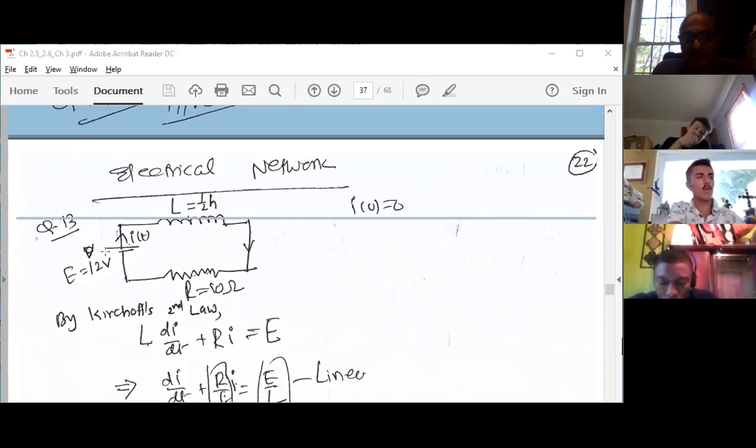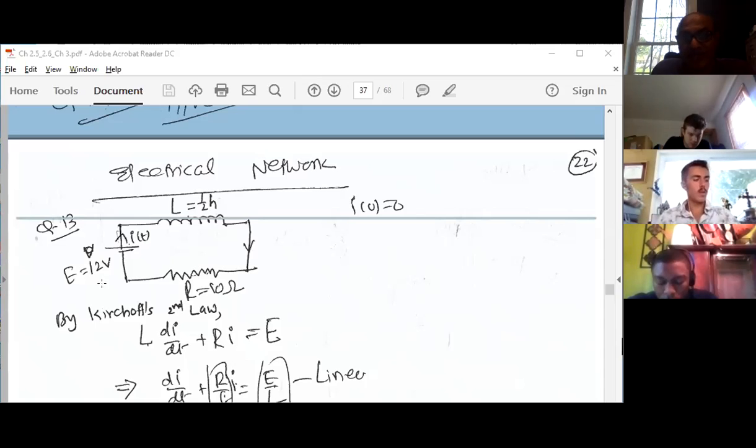Now just look over here. This is the closed loop circuit. That means you can use Kirchhoff's first and second law. Kirchhoff's first law says that if you divide your current I1 in terms of I2 and I3, you can write I1 equal to I2 plus I3, something like that, which we are not using in this particular electrical network system. We are going to use that probably in the next section.